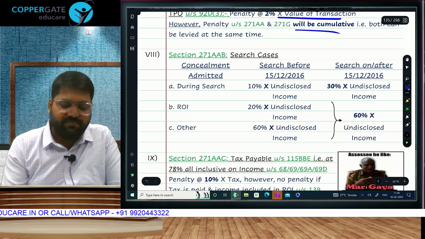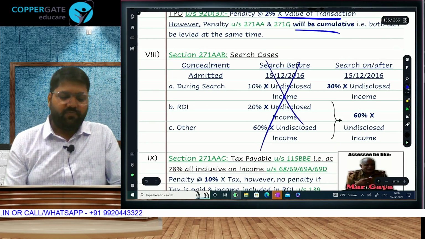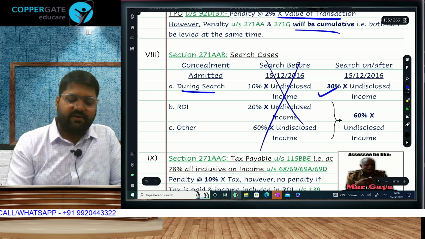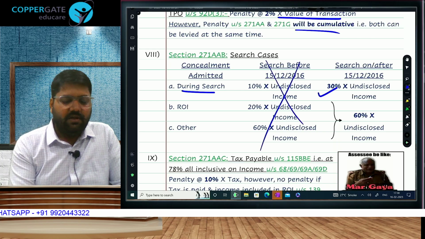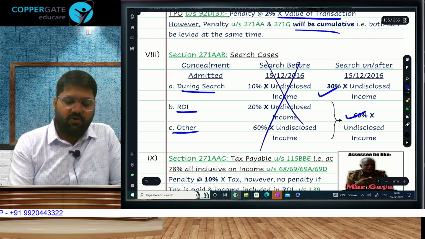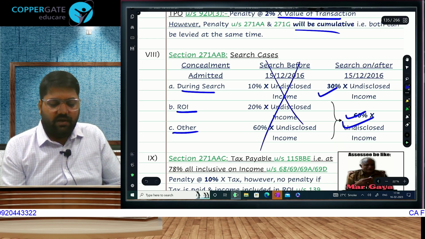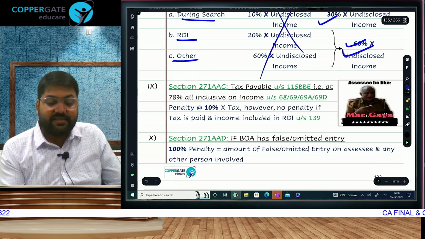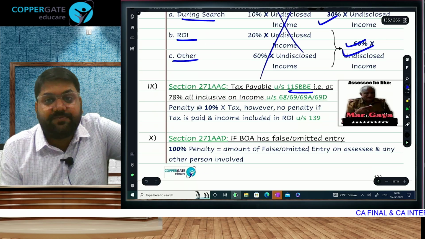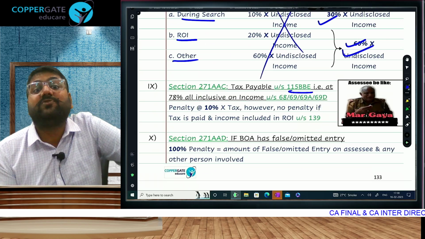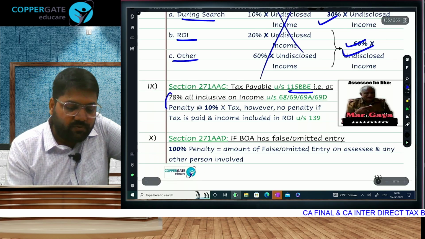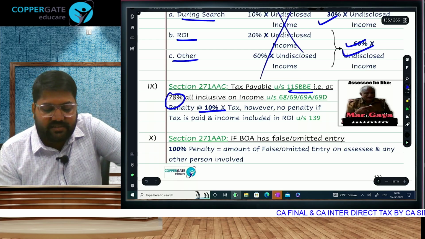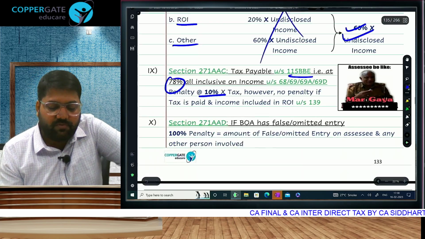In case of search before 15 December 16, now you ignore, you focus on this. If your concealment is admitted during search, 30% of undisclosed income. In the ROI, then 60%, or not accepted, then also 60% of undisclosed income. For the tax that you are paying under 115BB on explained cash credit, 60% plus 25 compulsory surcharge plus 4, us 78 ke upar 10% ka tax, 10% ka penalty is also going to be levied.